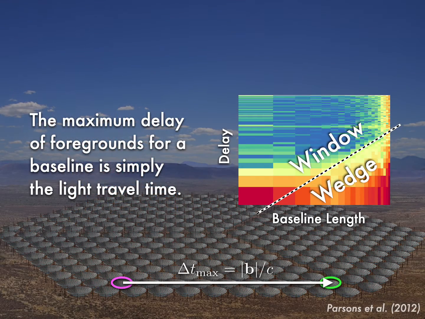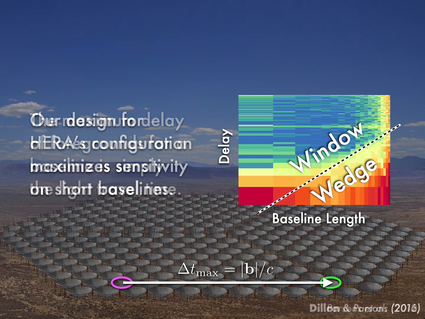And the wedge, or the distinction between the window and the wedge, is set by the maximum possible time delay for a given baseline length, which is just the baseline length divided by the speed of light. And that's what sets the separation between the window and the wedge, and what tells you that the longer baselines are going to have more frequency structure. They're going to be more chromatic.